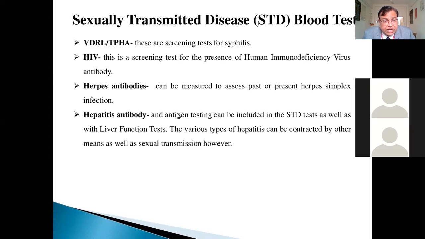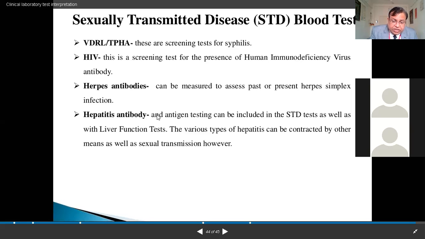Now, hepatitis antibody and antigen testing can be included in the STD test as well as the liver function test. The various types of hepatitis can be contracted by other means as well as sexual transmission. However, these tests are related to STDs.